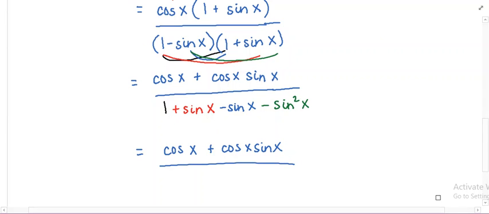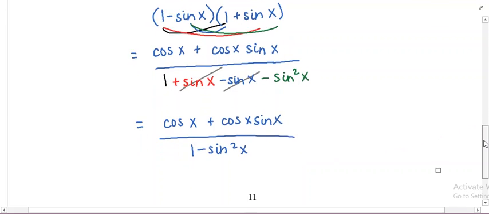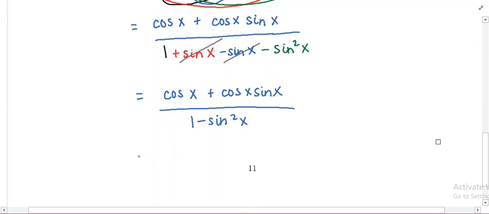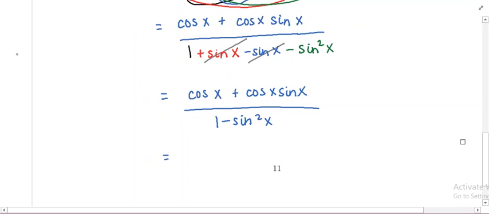In the bottom, look what happens. I see a positive sine x and a negative one. They cancel and leave me with 1 minus sine squared x. Okay? All right, so what this is, we know the good old Pythagorean identity.